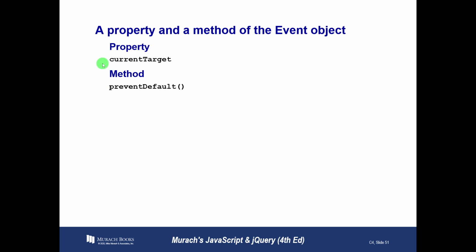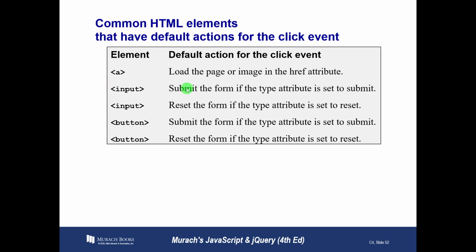So this object gets passed to our event handler, and we can make use of it by looking at this property and using this preventDefault method. One of the things you have to understand is that certain HTML elements have default actions automatically set up for their click event. For an anchor tag, a hyperlink, the default action when somebody clicks on it is to load the page that is in the href attribute. We've seen that many times.